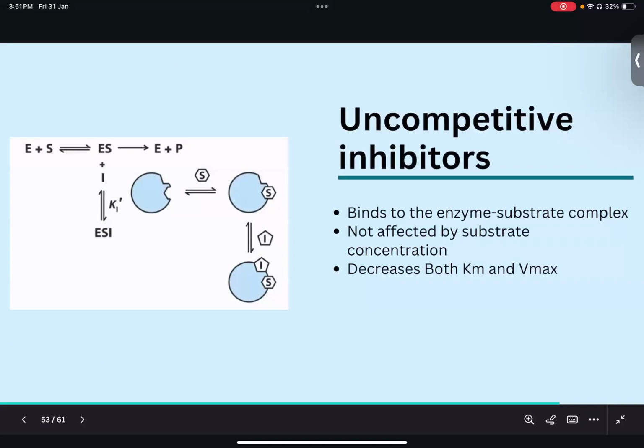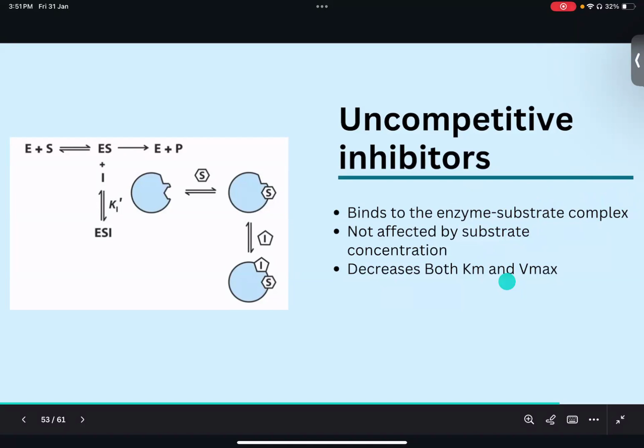The uncompetitive inhibitor. So we talked about the competitive and the non-competitive. Now we're going to talk about the uncompetitive inhibitor. It binds to the enzyme-substrate complex. So it is not affected by the substrate concentration. Why? Because it does not bind to the active site, so it is not associated with the active site. It binds to the enzyme-substrate complex.